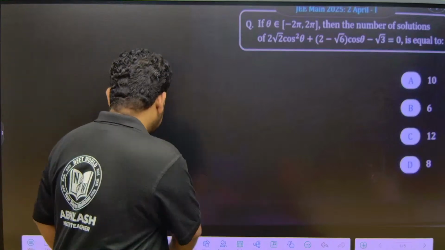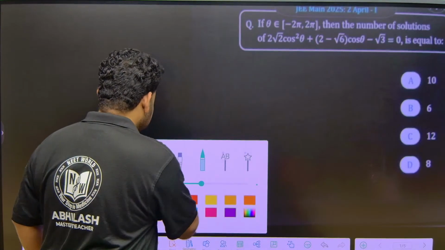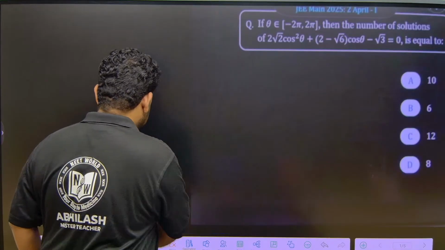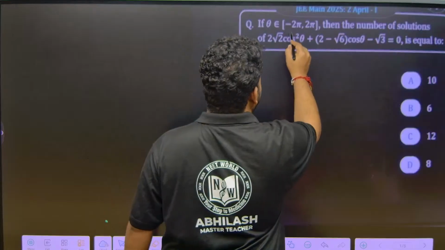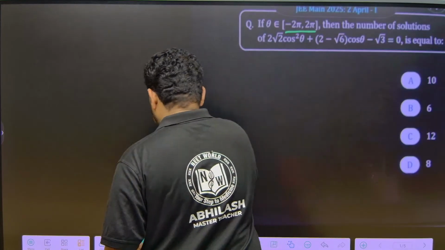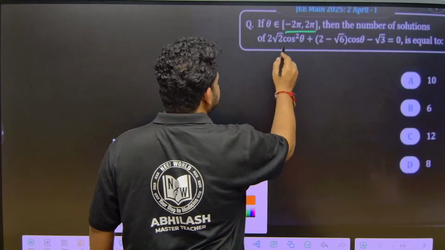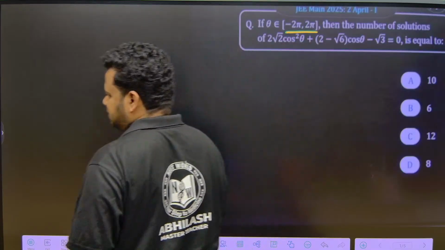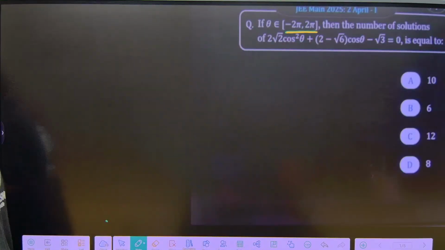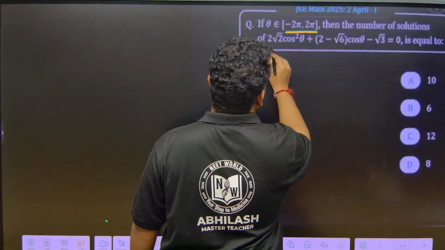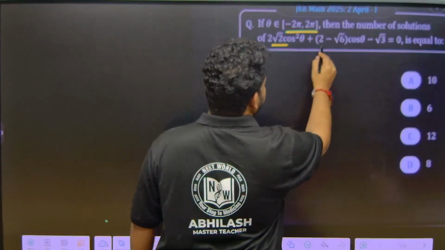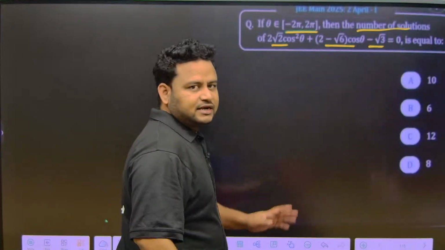So, the first question that we have is, they have given that theta belongs to the interval minus 2 pi to 2 pi, that is, it is completely symmetrical. What they are asking us is the number of solutions of the equation 2 root 2 cos square theta minus root 6 cos theta minus root 3 is equal to 0. They are asking the number of solutions.